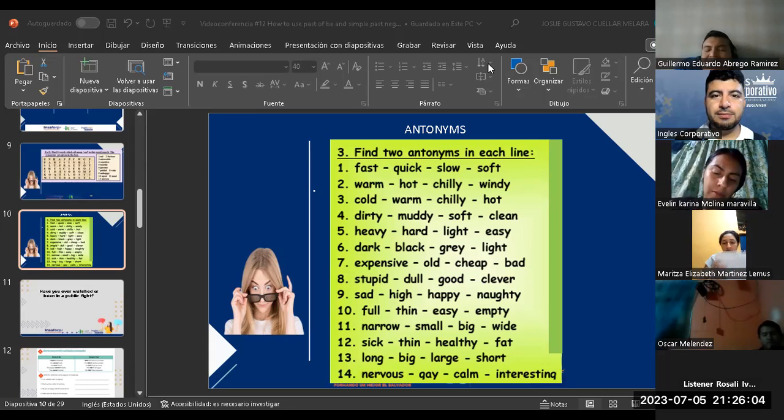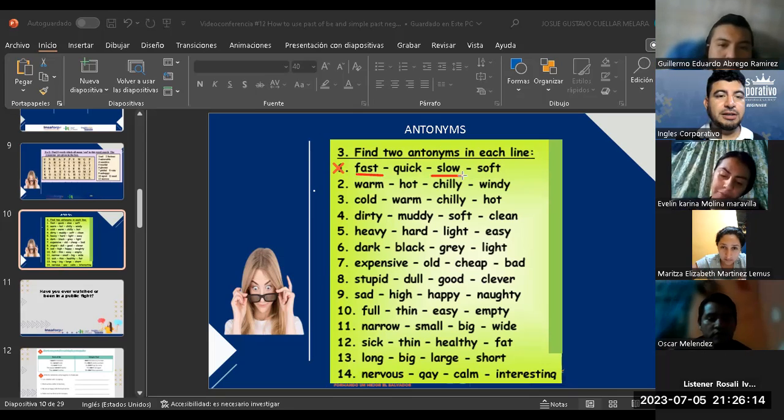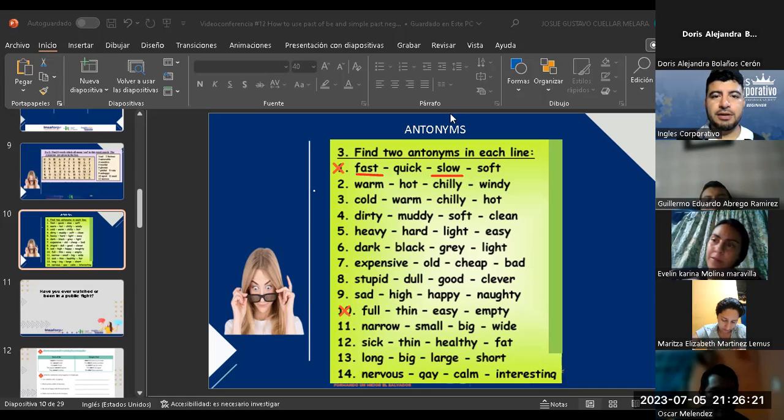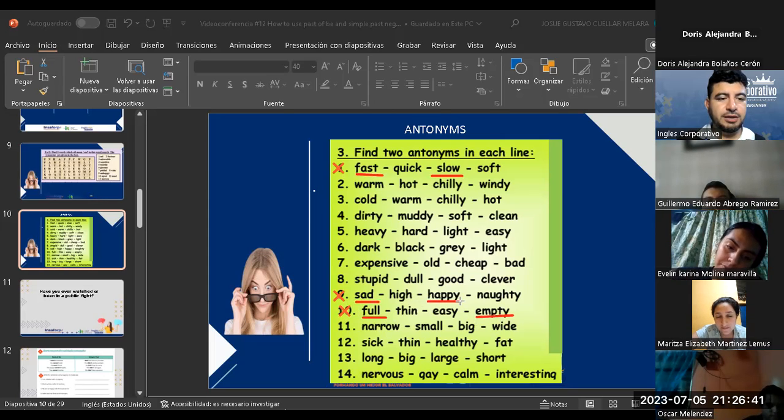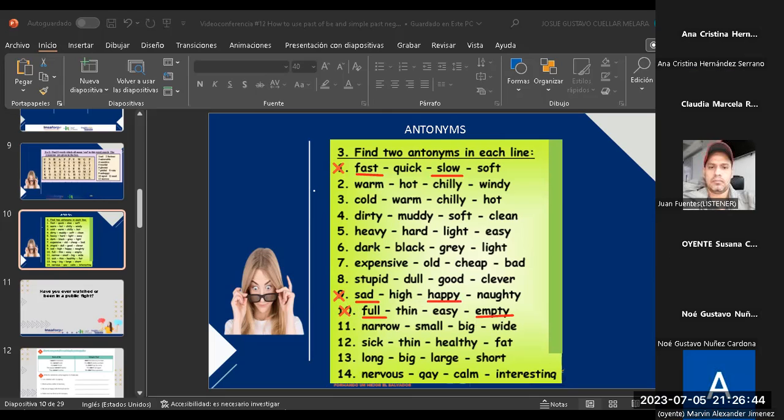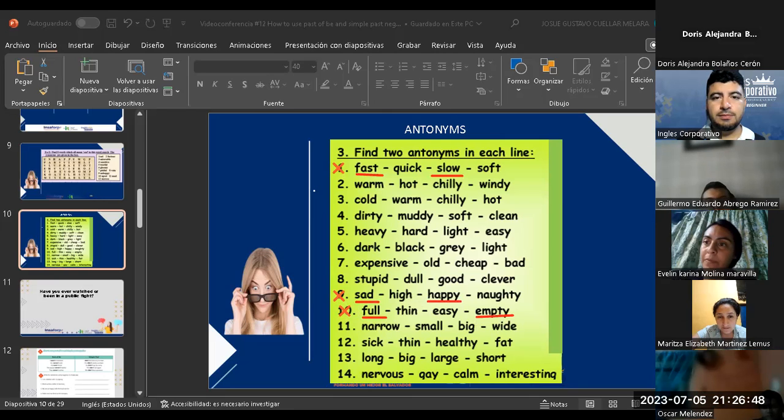Ok, Guillermo. The number one, fast and slow. Thank you. We go now with Oscar and then Maritza. The number 10, full and empty. Very nice, full and empty. Ok, Maritza and Alejandra. Number 9. Sad, happy. Yes, that's it. Sad and happy. Okay, Alejandra, and then we go with, let me see, John. The number 12, sick and healthy.